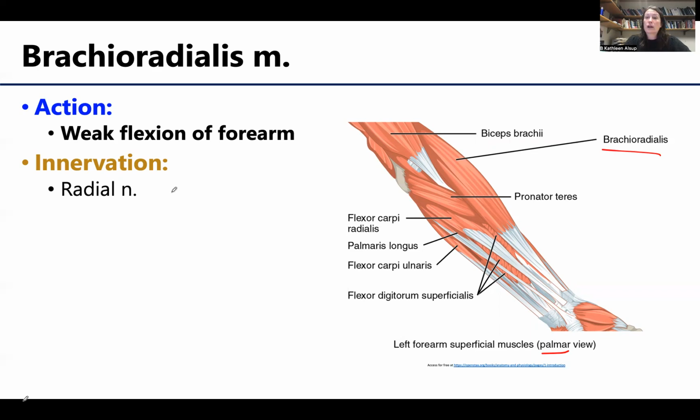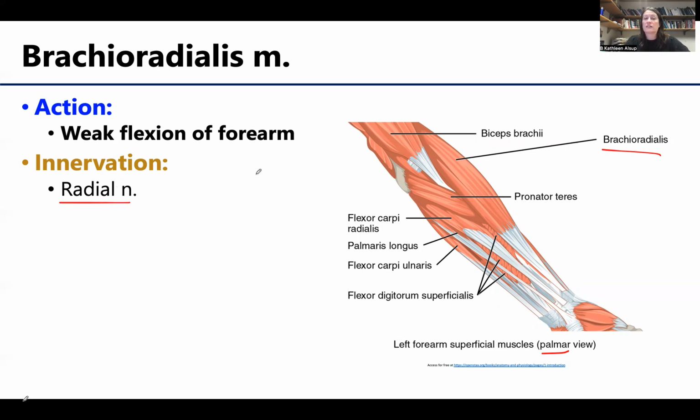Now, to me, brachioradialis is much easier to see in the anterior compartment, but is often considered part of the posterior, and that's because it has a different innervation as it is innervated by the radial nerve.